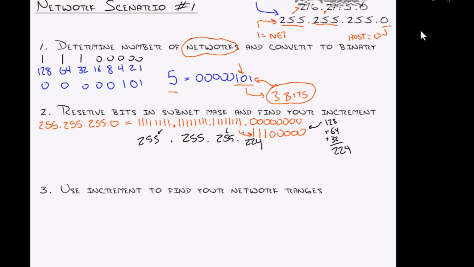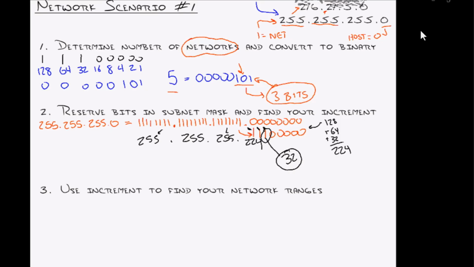So look at our network bits. Right here, this is a 128, 64 in decimal, 32. That is our lowest network bit converted back to a decimal number, 32. That is our increment. So with that in mind, we can move to step 3, which says use the increment to find your network ranges. This is where the subnet mask becomes meaningful to us.